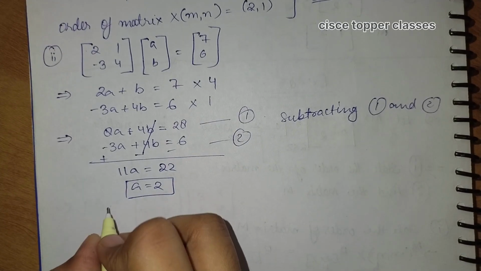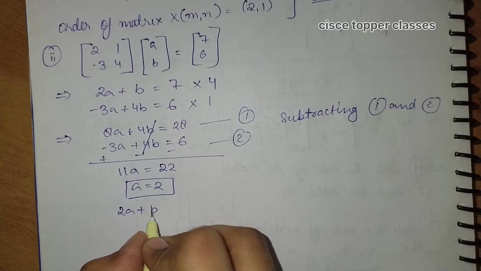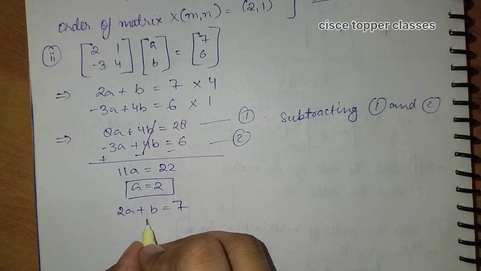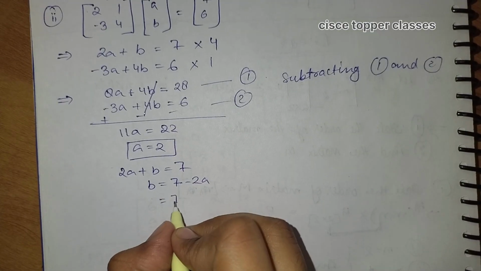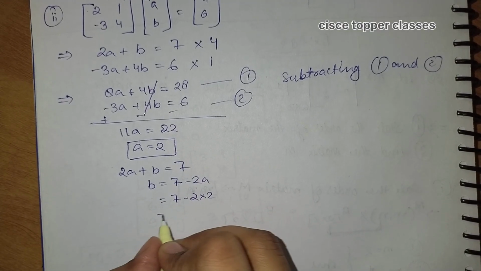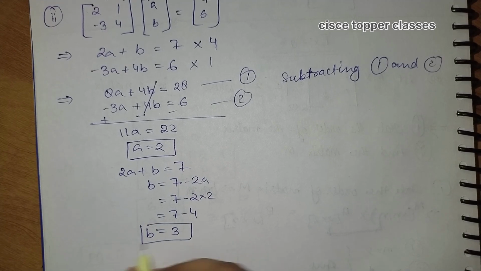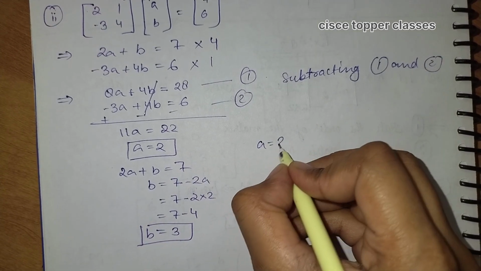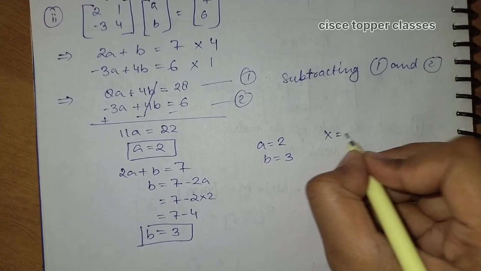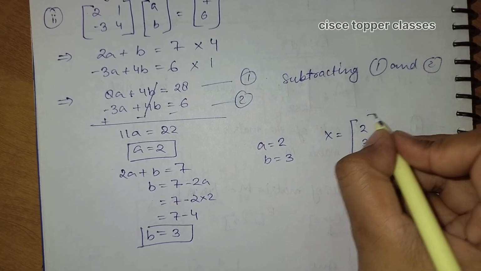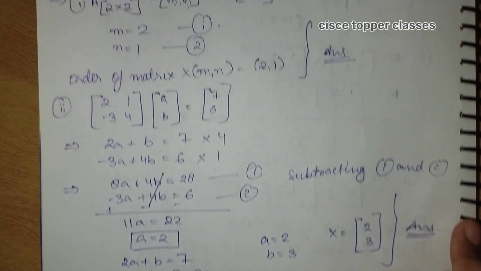If we want to find the value of b, we have 2a plus b equal to 7. So b is equal to 7 minus 2a. Putting the value of a, 7 minus 2 into 2, so 7 minus 4 will be 3, means the value of b is 3. Hence a is equal to 2 and b is equal to 3, means the matrix X is 2 and 3. And this is the final solution of question number 31, first and second part.